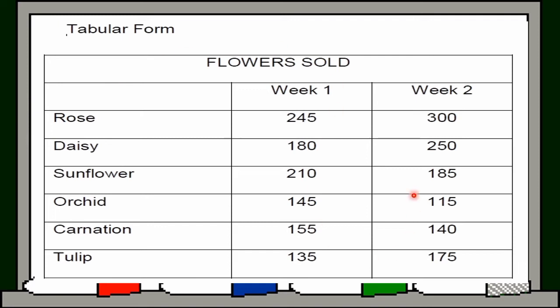So, by looking at this tabular form, madedetermine mo kung ilan ang nabentang flowers sa week 1 at ilan ang nabentang flowers sa week 2. Madedetermine mo kung anong flower ba ang pinakamaraming benta sa week 1 or sa week 2. Or aling flower ang marami ang benta ng week 1 at nabawasan ng week 2. Okay? So, mas madali mong makikita ang mga details kapag inayos mo yung mga data mo.